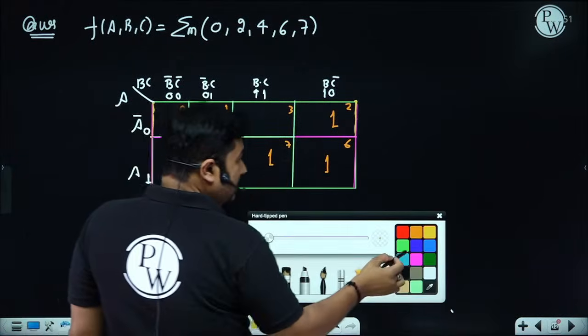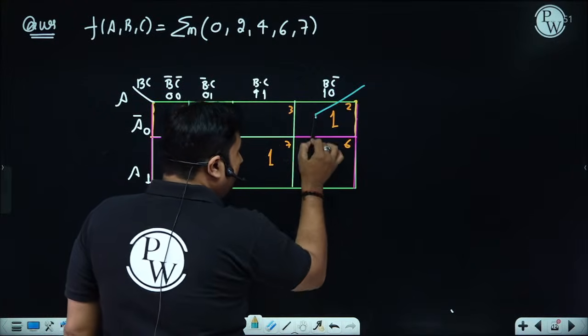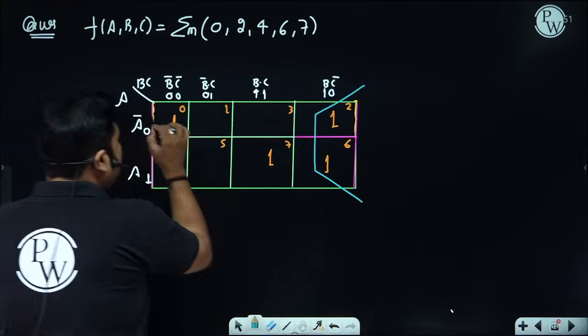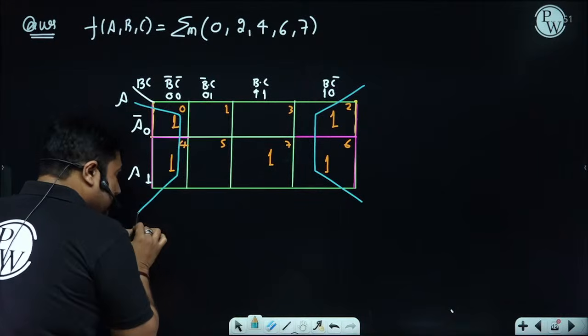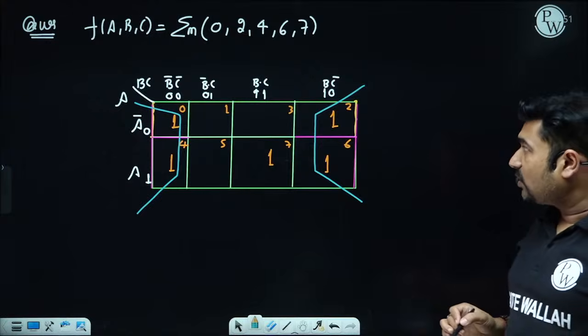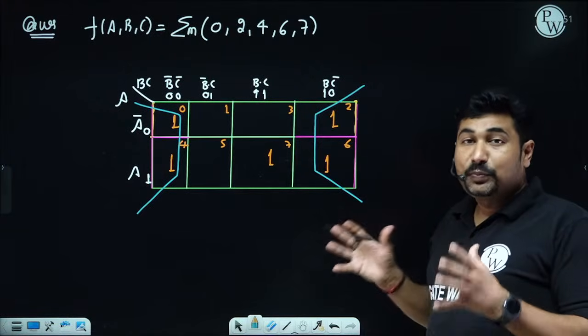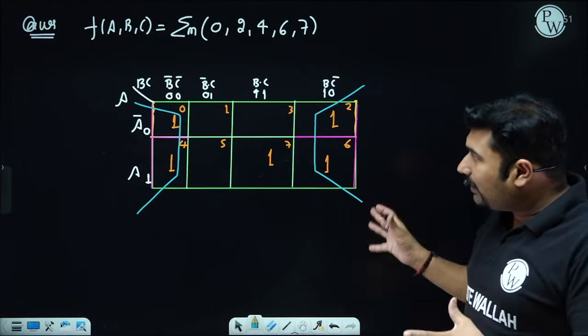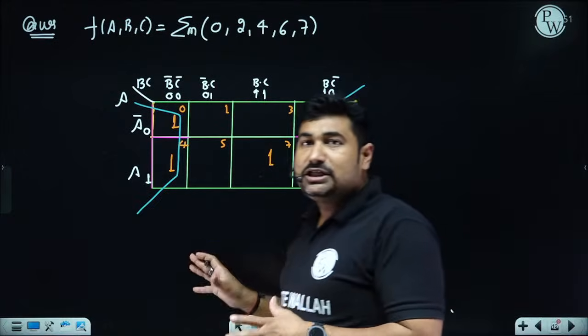So if they are adjacent subblocks, then a quad will have higher preference than a pair. So instead of forming a pair, we will give first preference to the quad, that is a grouping of 4. So what is common in the minterms of all these 4?